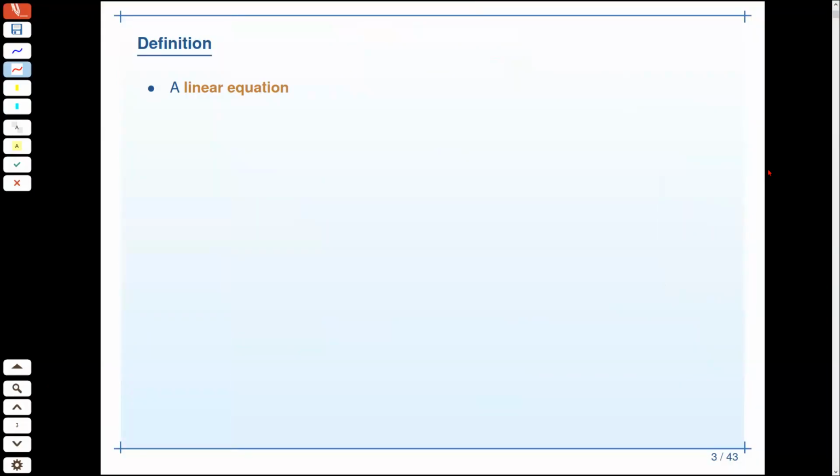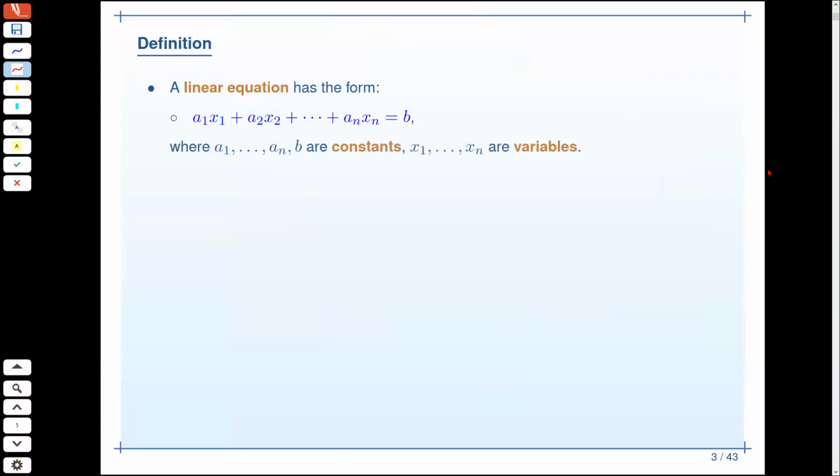First of all, let's recall what a linear equation is. A linear equation must be an equation first of all. It has the following form: a1x1 plus a2x2 plus until anxn equals b. For that case, a1, a2 until an and b are constants, and x1, x2 until xn are the variables. This is just a convention.